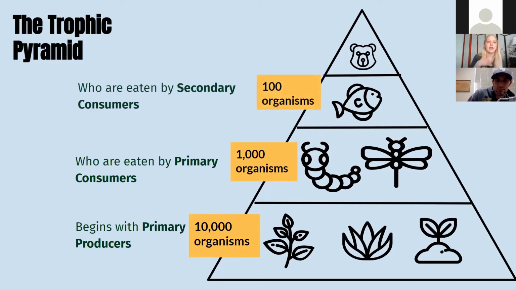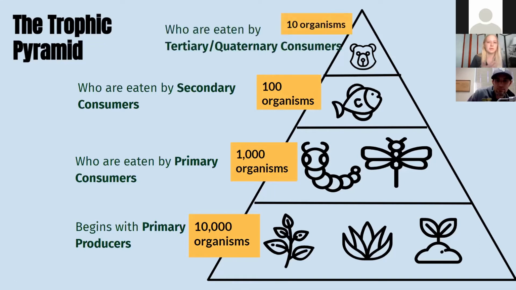And then we're going to have a little bit less of our secondary consumers, and then a little bit less of our tertiary and quaternary consumers. This is because as we go up, things tend to go up in size. So they're going to need to eat a lot more food to sustain something that's larger. So that's why we tend to have less at the top, because they're going to need to consume so much of what's below them that there's not enough to sustain a ton of species.